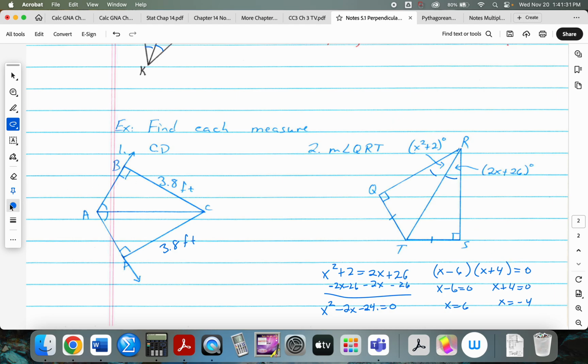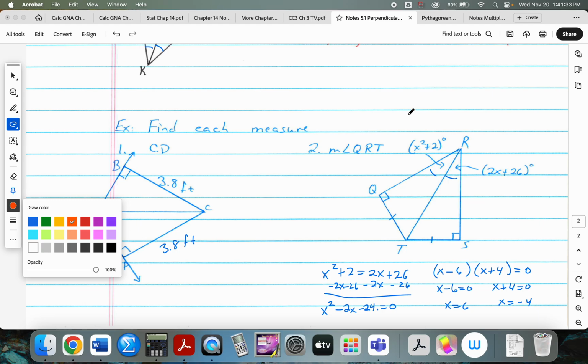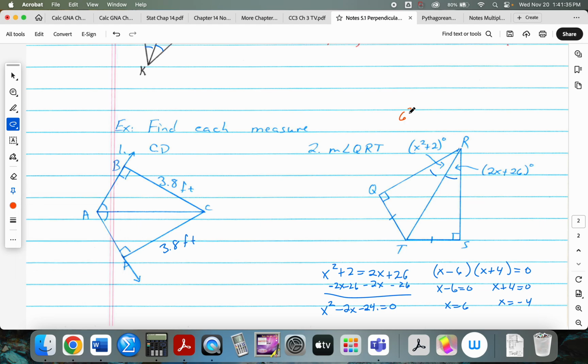When x is 6, we're going to have 6 squared plus 2 is 38 degrees. Or, when x is negative 4, we'll have negative 4 squared plus 2, which is 16 plus 2 is 18 degrees.